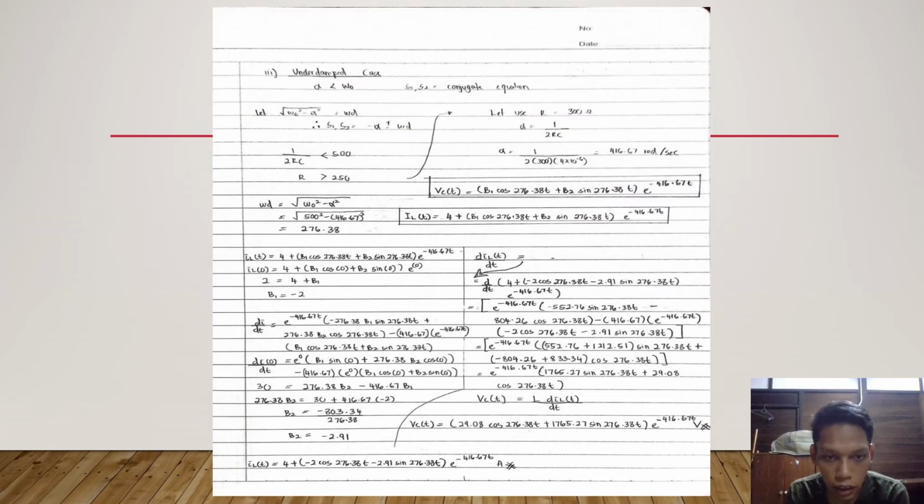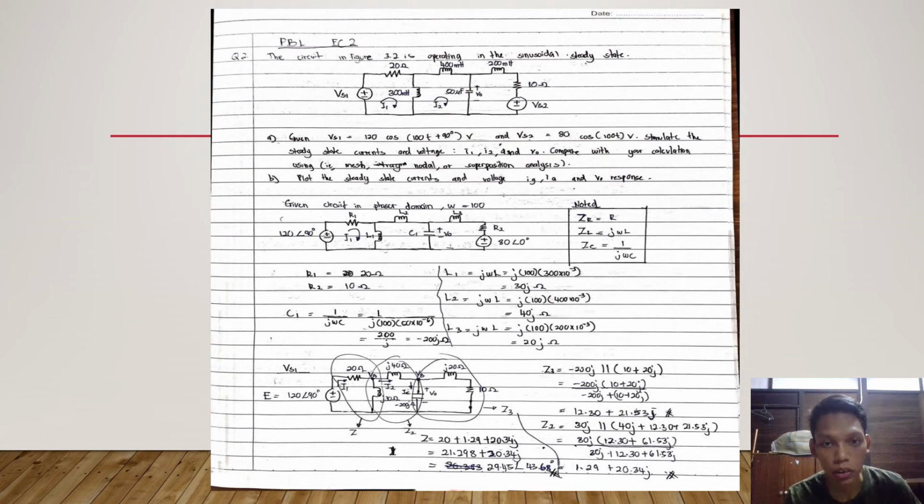For di over dt at 0, we get 30. di(0) over dt equal to 30. We get B2 negative 2.91, and we put it into the formula for the solution. For vC(t), from di over dt, we differentiate iL(t) and we get vC(t). From that we get the answer, vC(t).